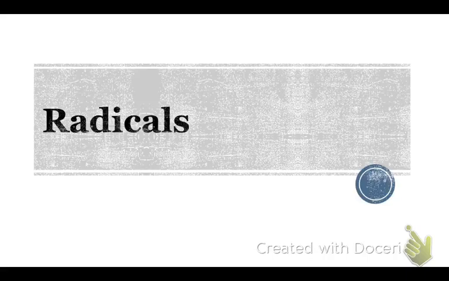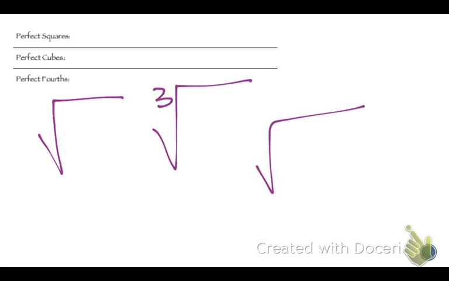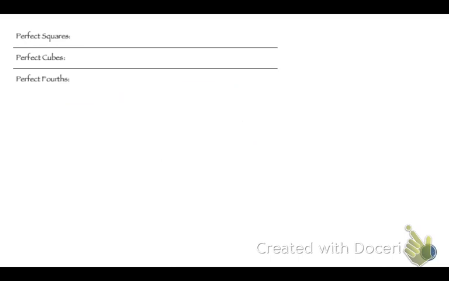Okay, radicals. Radicals all look like this. They could have numbers here, so it could be 4, it could be 1,000, could really be whatever, okay? And there's different radicals we deal with. So we deal with square roots and cube roots and fourth roots and fifth roots, and it can go on forever, okay? So let's talk about what some perfect squares are, what some perfect cubes are, what some perfect fourths are.